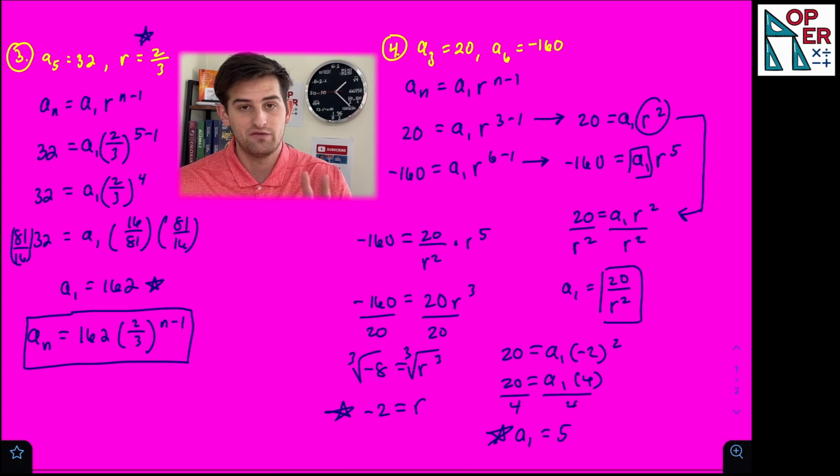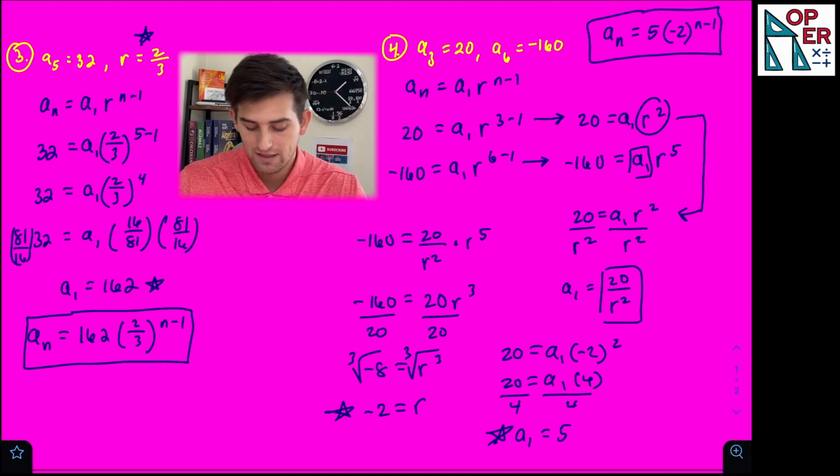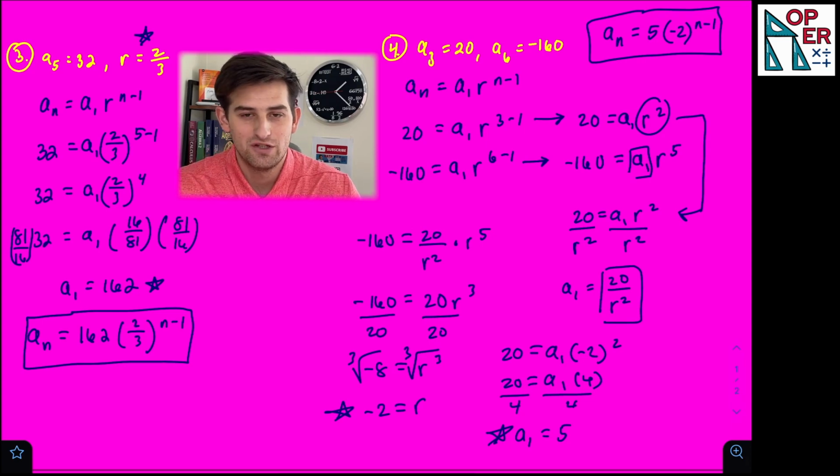And now the two pieces of information that we need have a star by them. Our first term is 5, and our common ratio is negative 2. So we'll come back up here to the top and say a sub n is equal to 5 times negative 2 to the n minus 1. All right, and that's how we can write a rule for a geometric sequence.